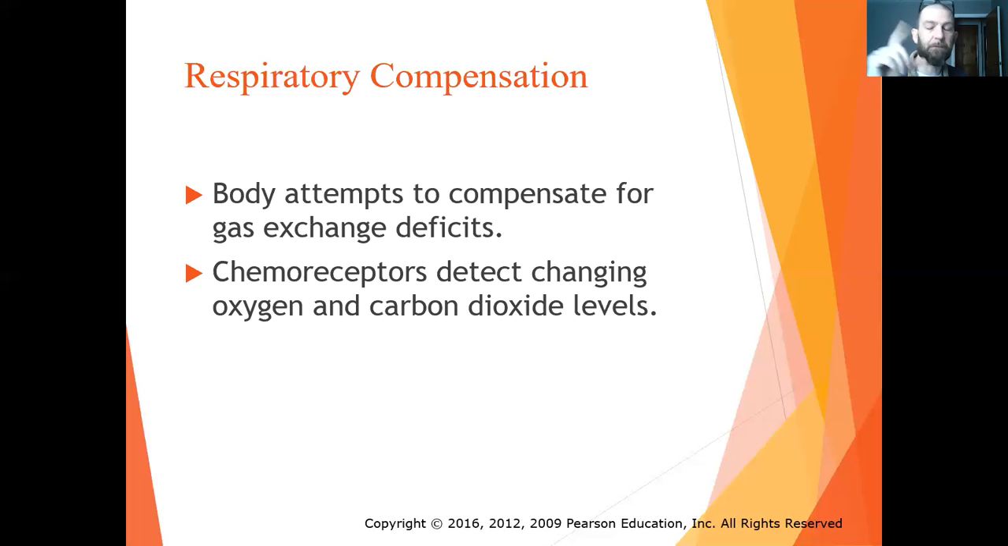Let's make the body breathe a little bit deeper and a little bit faster. That way we can bring in more oxygen and we can get carbon dioxide out of the body. So that's how they start to compensate. That's one way they start to compensate.